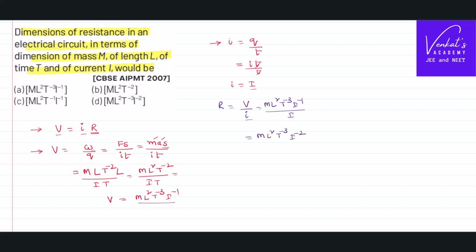So where do you have that kind of an option? M L square T power minus 3 I power minus 2 is option D. That's the answer for that question, right?